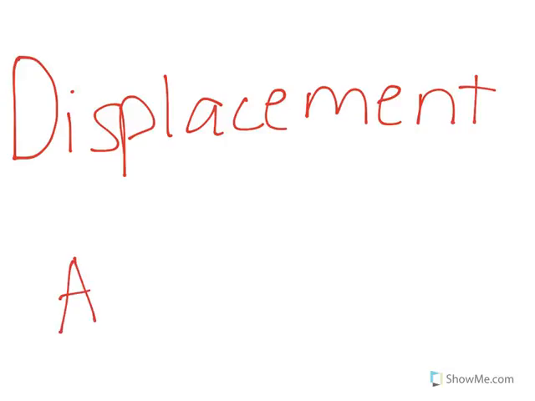Displacement is independent of path, so it doesn't matter how you got from A to B, you only need to know where A is and where B is. These are the starting and ending points. Displacement is the length of the shortest path between the starting point and the end point.